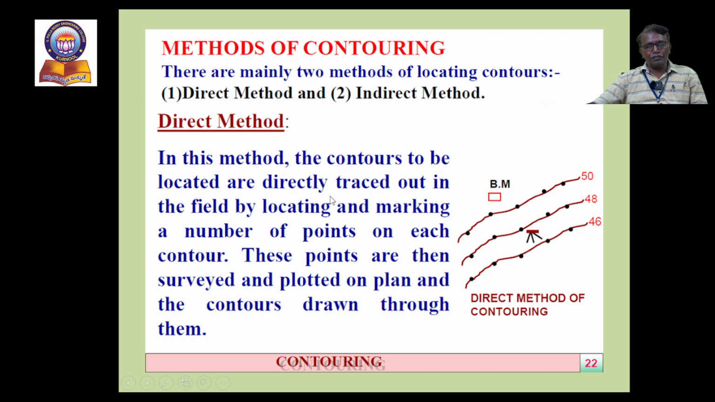In the direct method, the contours to be located are directly traced out in the field by locating and marking a number of points on each contour. These points are then surveyed and plotted on the plan, and the contours drawn through them. So equal elevation points have to be identified on the ground, and then the point locations will be marked with reference to the chain tape or some tacheometric methods. Like this, equal elevation points will be located, and the contour map will be prepared using the leveling process.